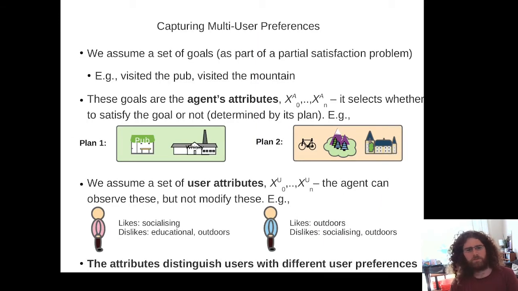So a key aspect in modelling this is capturing multi-user preferences, and this is going to rely on two things: the agent attributes and the user attributes. The agent attributes are the goals that the agent can choose to achieve or not, for example, visiting the pub. And the user attributes can't be modified by the agent, but they can be observed. For example, that the pink jumper likes socializing but doesn't like education. And as part of this, we're going to assume that the attributes distinguish users with different user preferences. Okay.